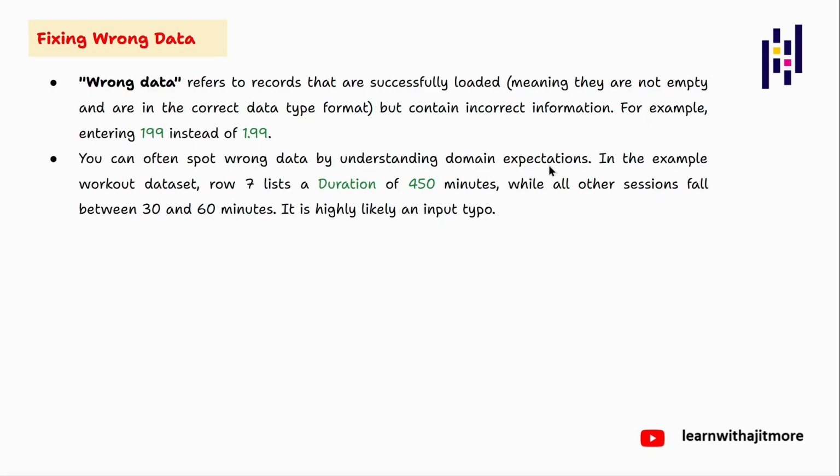Domain expectation means you know the possible values in that column, the range, the minimum, the maximum. So in the example data set, the workout data set, you can see row number 7, you have entered 450. While if you consider the domain of that column, you can see nearly all values are in the range 30 to 60. So it is highly likely an input typo. Typo means giving a wrong input, right?